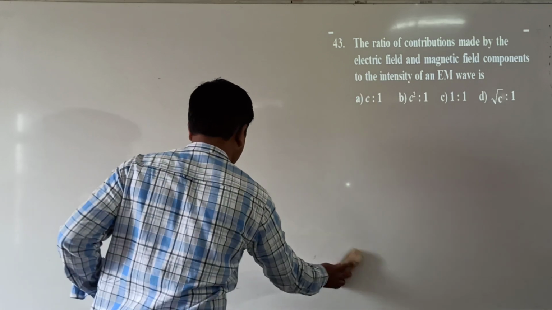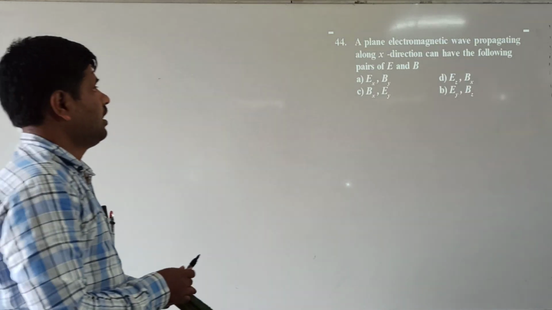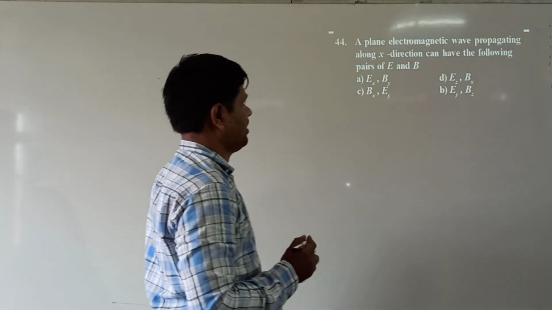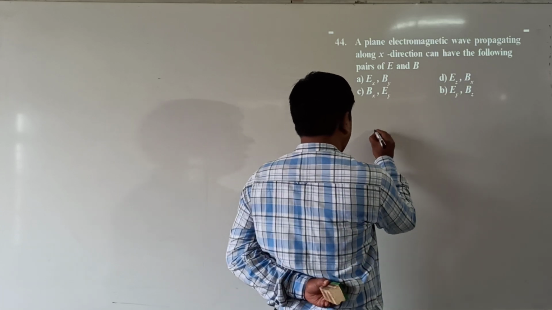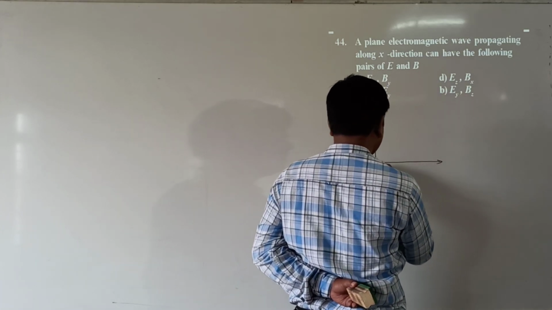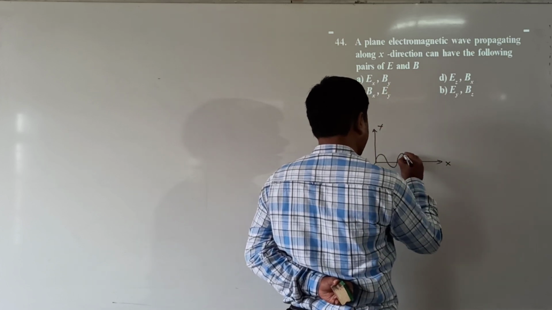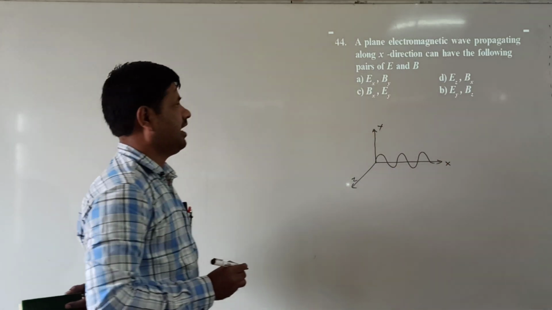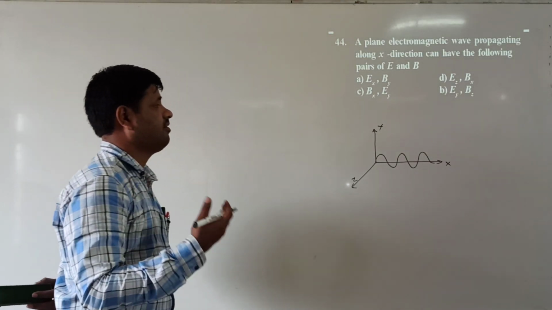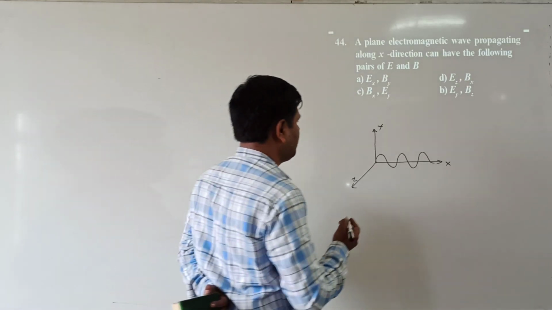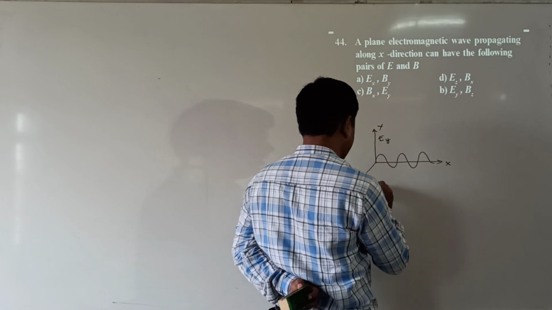Next, we go to question number 44. A plane electromagnetic wave is propagating along x direction can have the following pairs of E and B. Now when the electromagnetic wave is propagating along which direction is given here? This is x, this is y, this is z. The electromagnetic wave is propagating along the x direction, which means the magnetic field and the electric field are perpendicular to it. Perpendicular to it means the electric field along the y direction or magnetic field along the z direction.